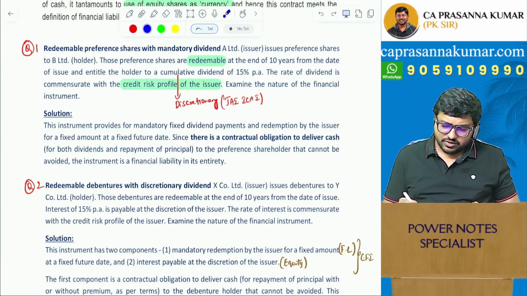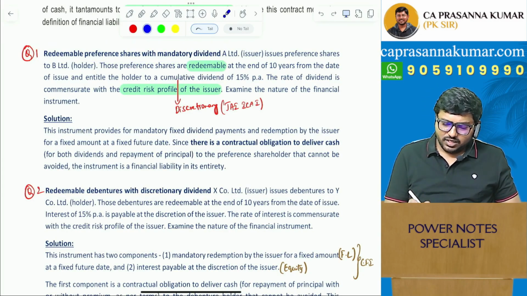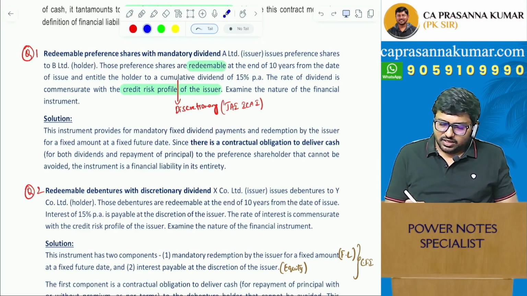Now moving on with the first one. This is heading. This will not be there in the examination. Okay, it will be helpful for you while you are revising. Okay, your question starts from here. Let's have a look at it.